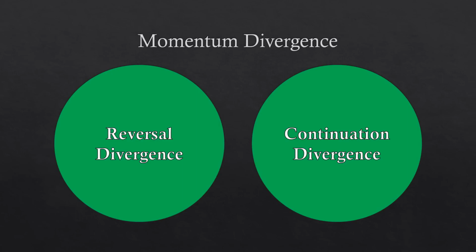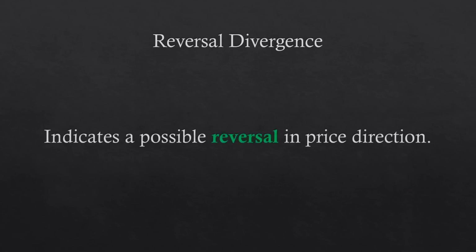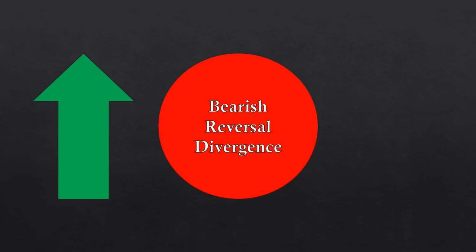Let's begin by taking a look at the reversal divergence first, because it's a little easier to see. We'll start with the bearish version first. A bearish reversal divergence indicates that price will be going up, and then a reversal divergence will appear to signal a reversal to the downside.